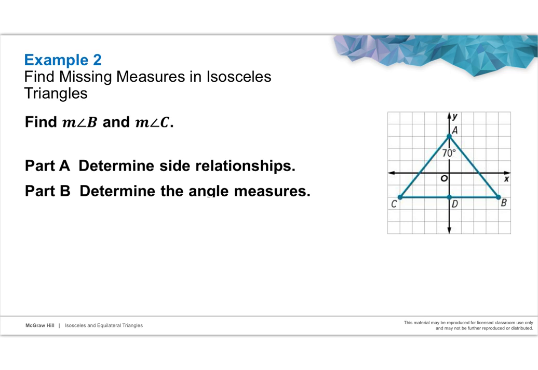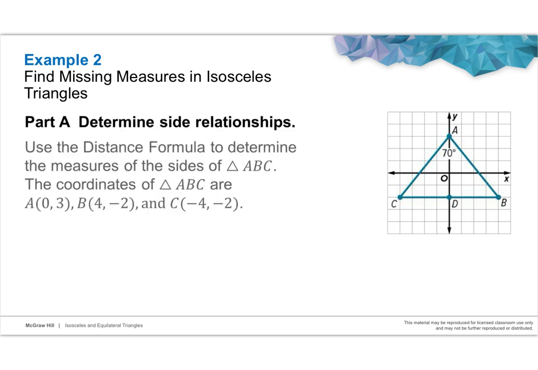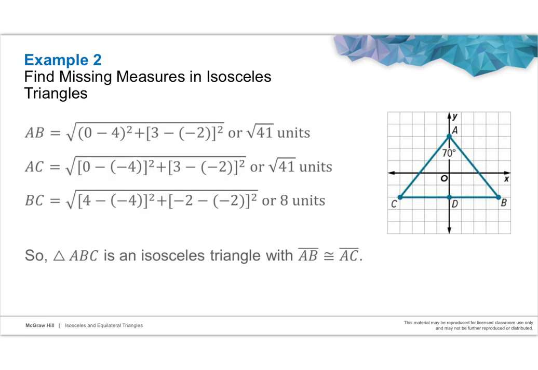We need to first determine the side relationships so that we can verify that this truly is isosceles, and then we'll go about determining the angle measures after that. To work through this problem, any problem on the grid between points, we're going to use the distance formula to calculate the measures of the sides of triangle ABC. And we have the coordinates given to us from the diagram. A is at (0, 3), B is at (4, -2), and C is at (-4, -2). Hopefully you can see some symmetry happening there.